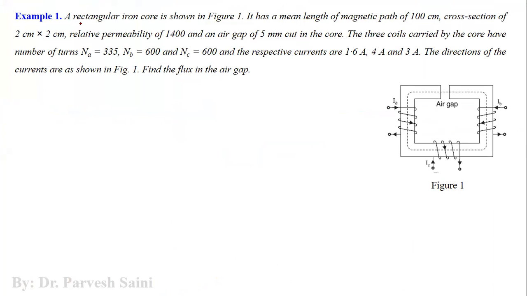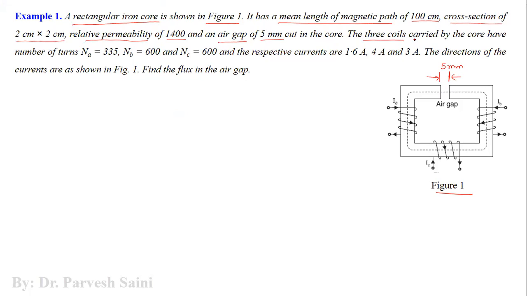the statement of the question is that there is a rectangular iron core which is shown in figure one, and the mean length of this magnetic path is 100 centimeter, and the cross section is 2 by 2 centimeters square. The relative permeability of the iron is 1400, and there is an air gap which is 5 mm, and it is shown here. So the length of this air gap is 5 mm, right?